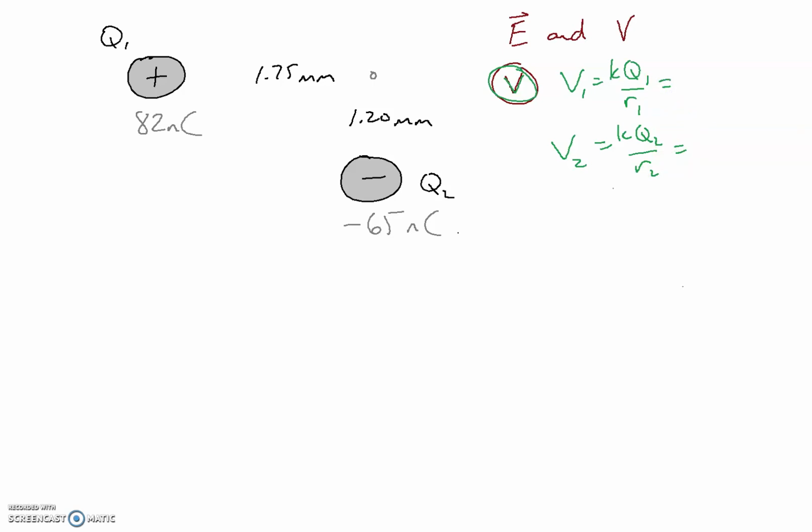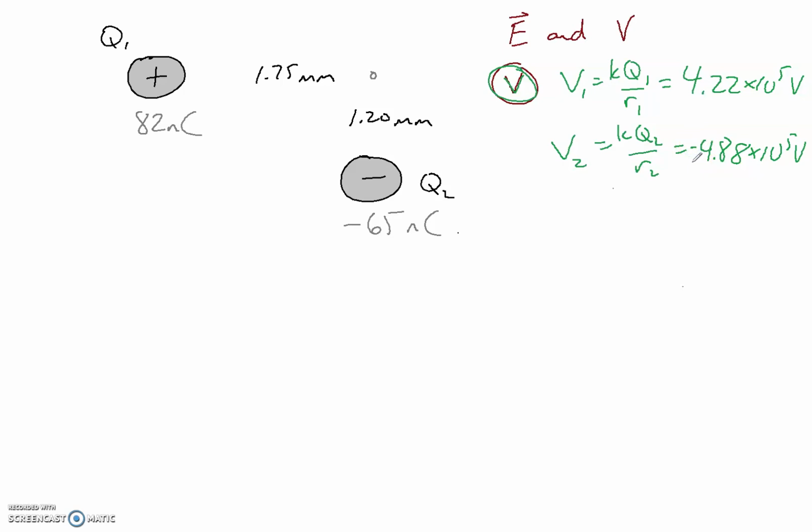So for the first one, I should get 4.22 times 10 to the 5 volts. And for this one, I should get 4.88 times 10 to the 5 volts. And Q2 is a negative charge, so this would technically be a negative voltage. All right.